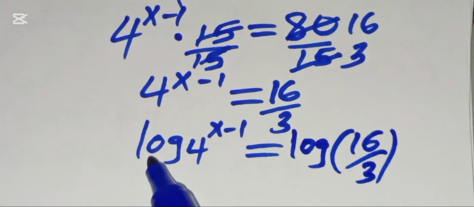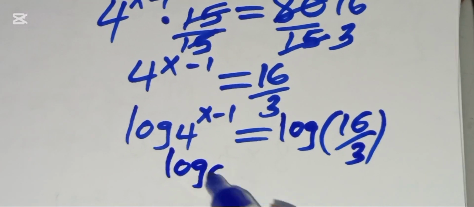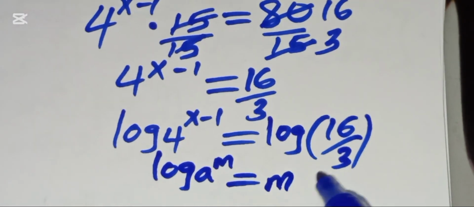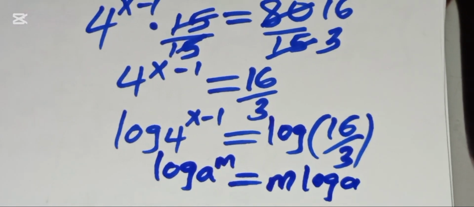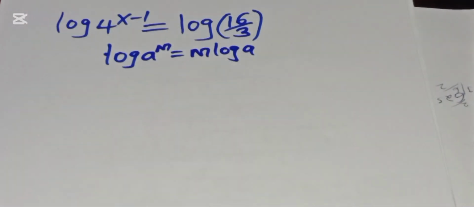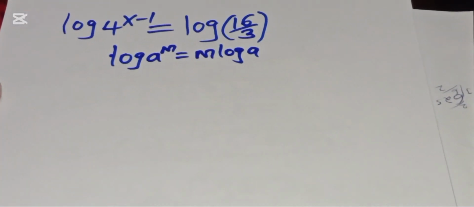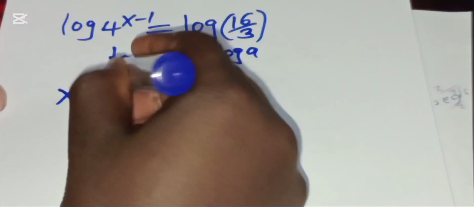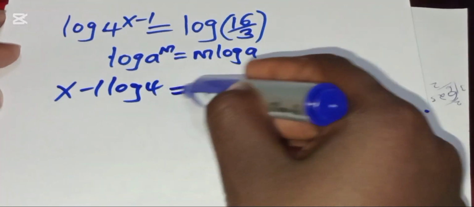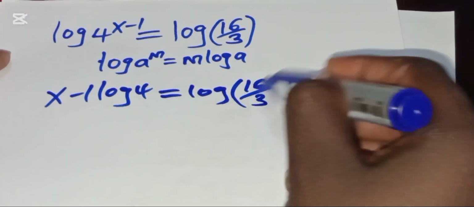Now log 4 raised to the power x minus 1 is in the form of log a raised to the power m, which can be expressed as m log a. So let's apply this property, so that we're going to have x minus 1 log 4, equal to log of 16 divided by 3.